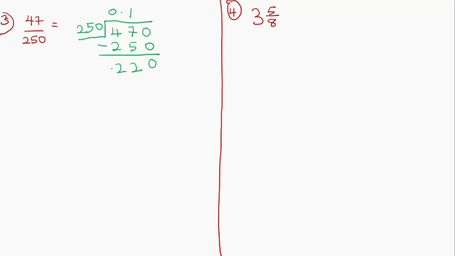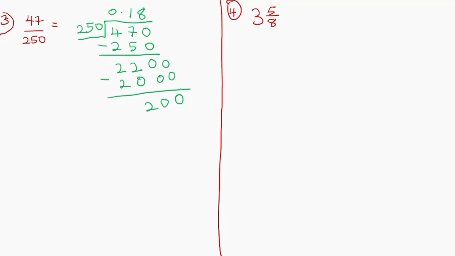Now 250 cannot divide 220. So you add in an extra 0 to this and this becomes 2200. Now 250 divides into 2200. We are going to have this to be 8. 8 times 250 is going to give us 2000. Alright. Now when we subtract this, we have this to be 0, 0. 2 minus 0 is 2. 2 minus 2 is 0. So we have this to be 200.